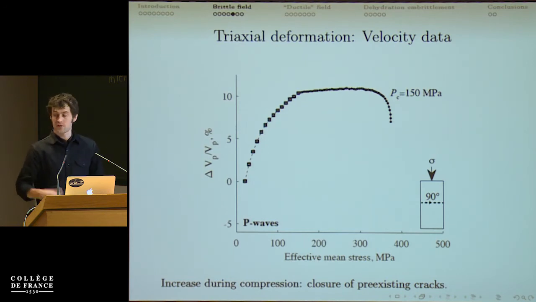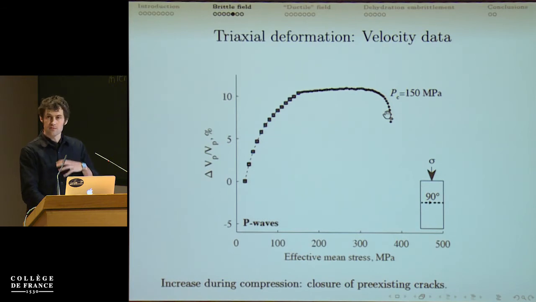The fact that we have a 10% increase means that we must have a loads of pre-existing cracks in this rock, which can then close and then increase the effective wave speed of the material. Now, after this initial increase due to confining pressure, when we deform, we see almost nothing. There's a slight drop at the end, which is of a few percent.